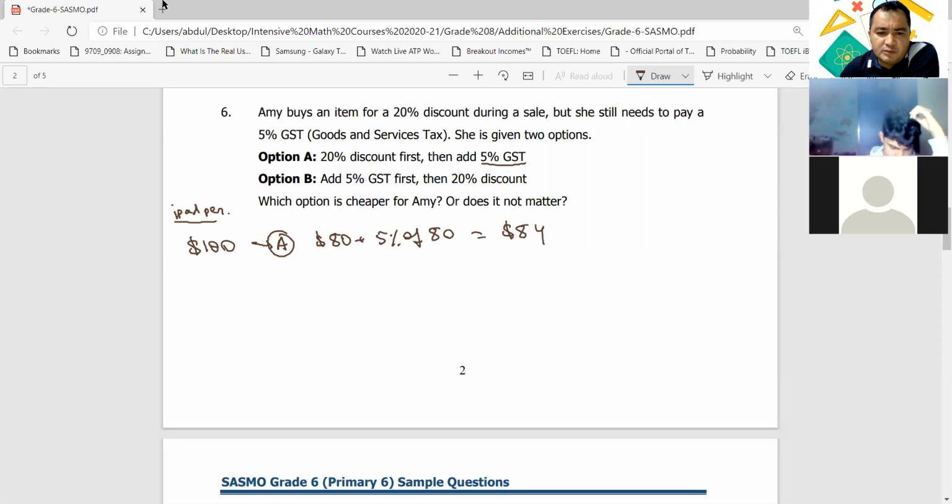Okay. How about option B? Add 5% GST first, right? Yes, so that's $105, and then the 20% discount on that $105, right? Minus 20% of 105.